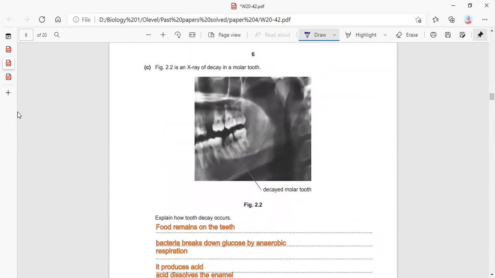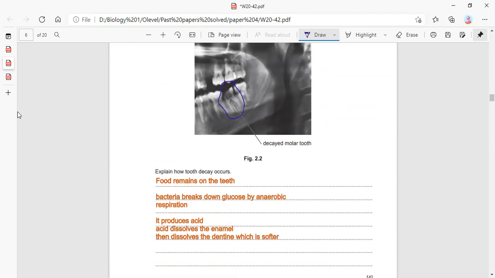okay figure 2.2 is an x-ray of decay in a molar tooth. حصل tooth decay هنا. How the tooth decay occurs. تحصل ازاي tooth decay. اشرح له بقى ان الفود remains on the teeth and then the bacteria breaks down الجلوكوز in the food by anaerobic respiration. لما هتعمل anaerobic respiration it produces acid. This acid dissolves the enamel and then dissolves the dentine under it, which is softer than the enamel. يبقى أنا كده I explained how the tooth decay occurs.